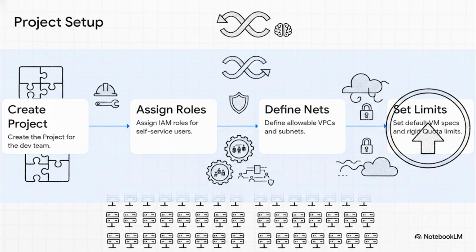First, create the project. Second, map out their IAM roles. Third, lock their networking down to specific virtual private clouds, or VPCs. And finally, slam down those rigid quota limits. The beauty of this exact sequence is that it totally empowers the team to work autonomously via self-service, while your defined limits mathematically ensure they can't take down the cluster, even if they spin up 50 test VMs at 2 a.m.